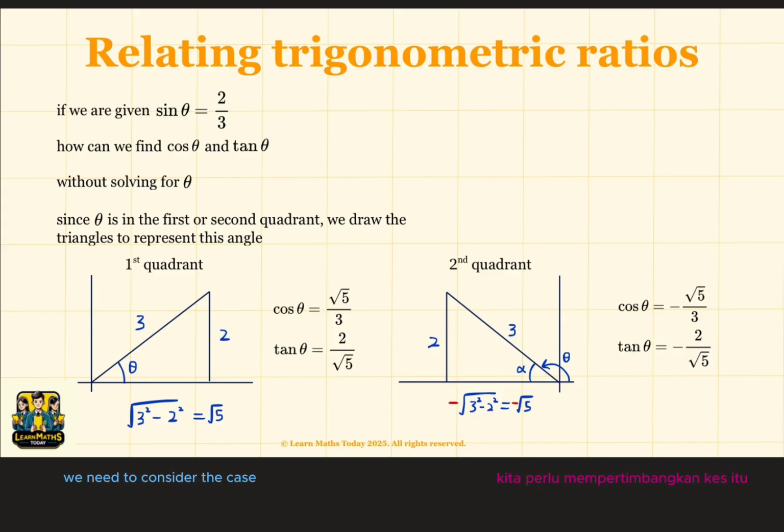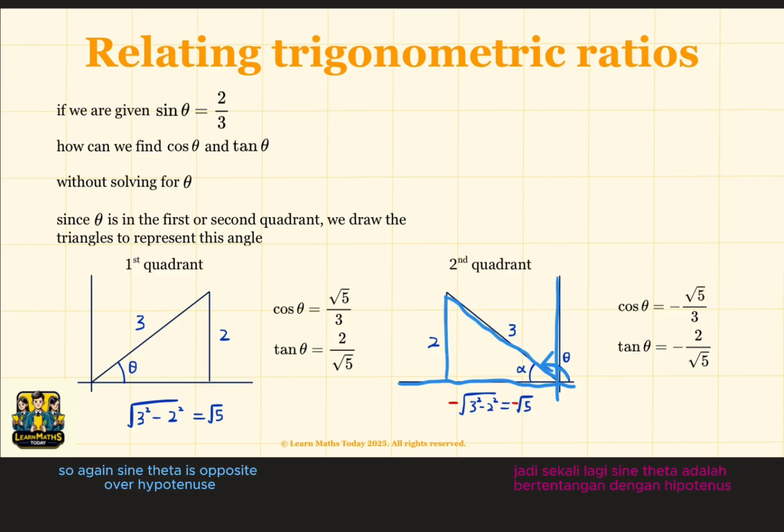So now we need to consider the case where theta is in the second quadrant. If theta is in the second quadrant, we will draw the axes like this instead, and our theta will be here, okay? Then this will be our right angle triangle. So again, sine theta is opposite over hypotenuse, so the 2 is here and the 3 is here. Then here is negative root 5. Now take note the adjacent side here is negative root 5, because the x value here is actually negative root 5 on the Cartesian axes, because this is in the second quadrant, right?